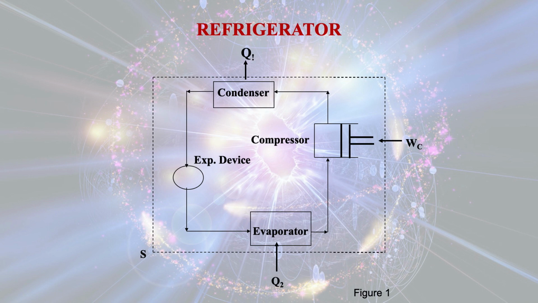Now, after extracting heat in the evaporator, the refrigerant will enter into the compressor, where work is to be done onto the system in the compressor to increase the pressure and temperature so that it can give out the heat while passing through the condenser. And Q1 is the heat given out by the refrigerant in the condenser, and after that, when the refrigerant will be in the liquid form, it will enter into the expansion device.